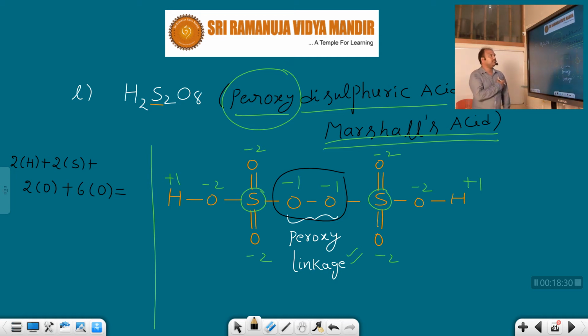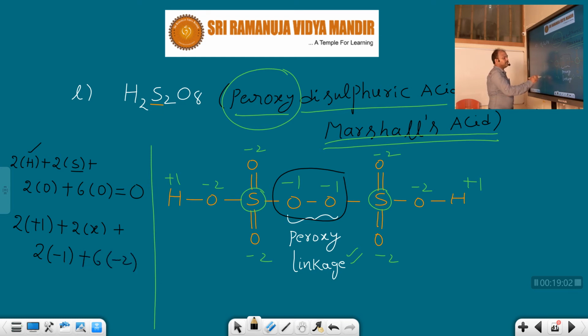According to the rules to determine oxidation number, the first rule is: the sum of the oxidation numbers of all atoms of the elements in the given compound should be equal to its charge. H2S2O8 is the compound, that's why it is electrically neutral, neither positive nor negative. That means 0 charge, so this is equated to 0. Generally hydrogen exhibits oxidation state +1. Sulfur we don't know, so say X, and 2 oxygens, each oxygen exhibits -1, and the remaining 6 oxygens exhibit -2 oxidation state.